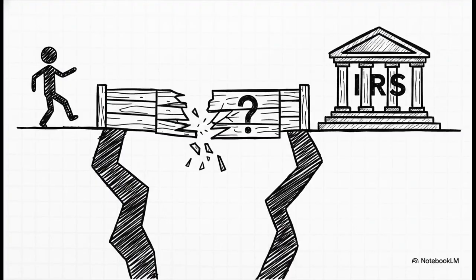Now, a quick word of caution. I know what some of you are thinking. What about the Cohan rule? Can I just estimate the basis if the records are messy? I'm telling you, that is a very, very risky strategy for crypto. The IRS's rules on specific identification for these assets are so rigid that relying on an estimation rule is probably going to fail in an audit. You have to do better than that.